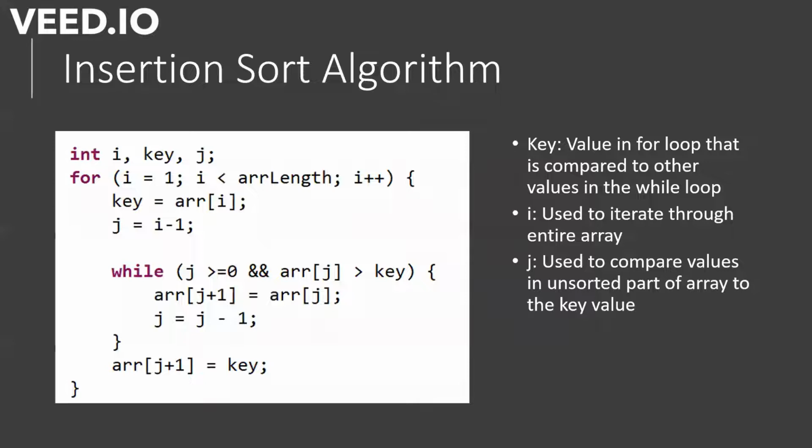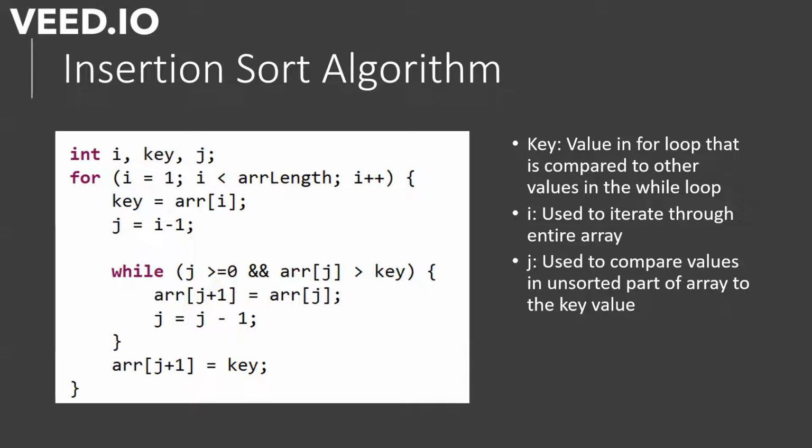Let's take a look at the code involved in insertion sorting. This simple function starts by initializing three integers, i, j, and key. Next, a for loop goes through every value of i, starting at the second index. You can see that in the for loop, i equals 1.